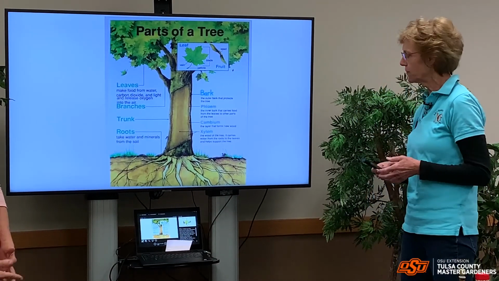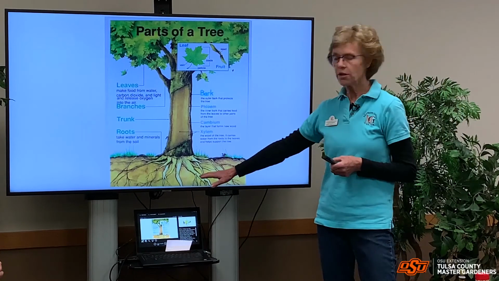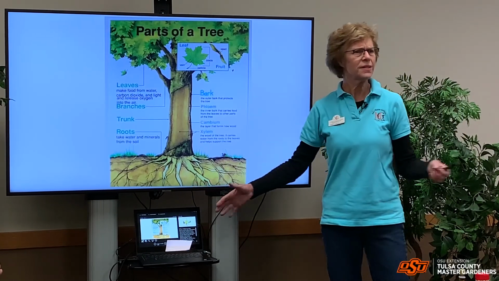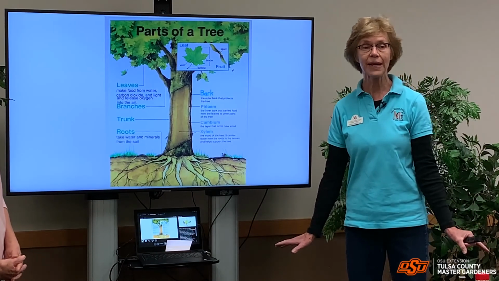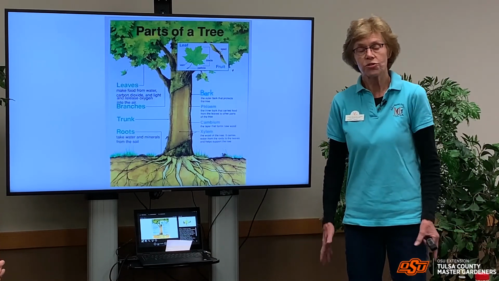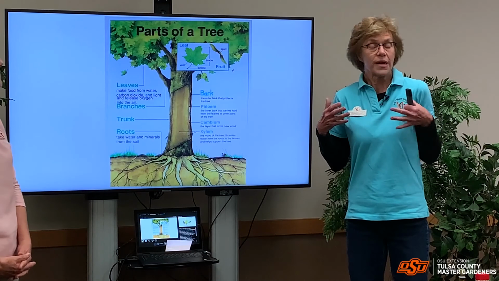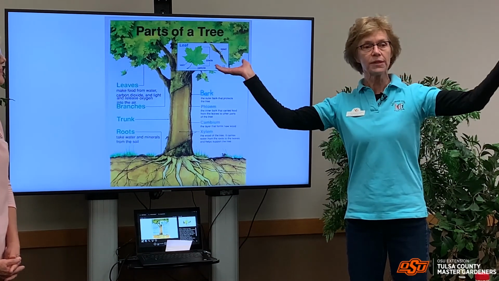What are the parts of a tree? Obviously, we start off at the root system. What does the root system do? It holds the tree. It anchors the tree in place because it's got a very strong trunk that it's got to support, plus all its branches.